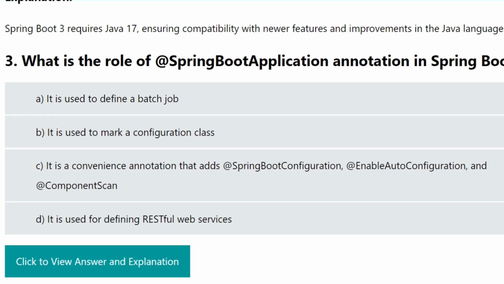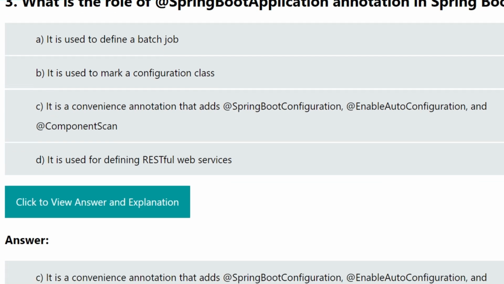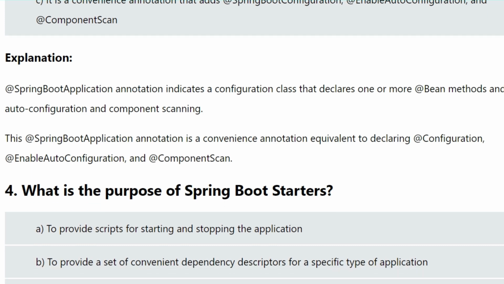Now the third one is, what is the role of the @SpringBootApplication annotation in Spring Boot? So if you go for the role, here it's used for configuration, enable auto configuration, Spring Boot configuration and component scan. So option C will be the correct answer here, and this is the explanation.